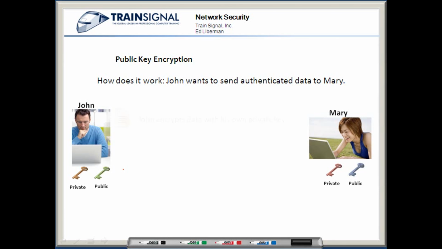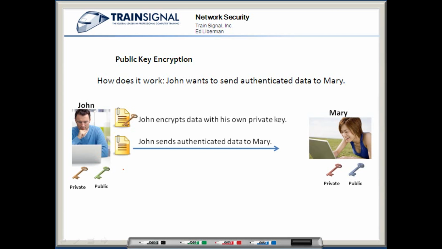Well, here's how it works. John is going to take the data and encrypt it with his own private key. John reaches in his pocket, takes his own private key, which only he has access to, and encrypts the data. John now takes this authenticated data, it's actually encrypted data, and sends it over to Mary. But here's the thing. We say it's authenticated, not really encrypted, and the reason why is because if somebody else were to intercept the data, well, it was originally encrypted with John's private key, which means what key is going to be used to decrypt the data?